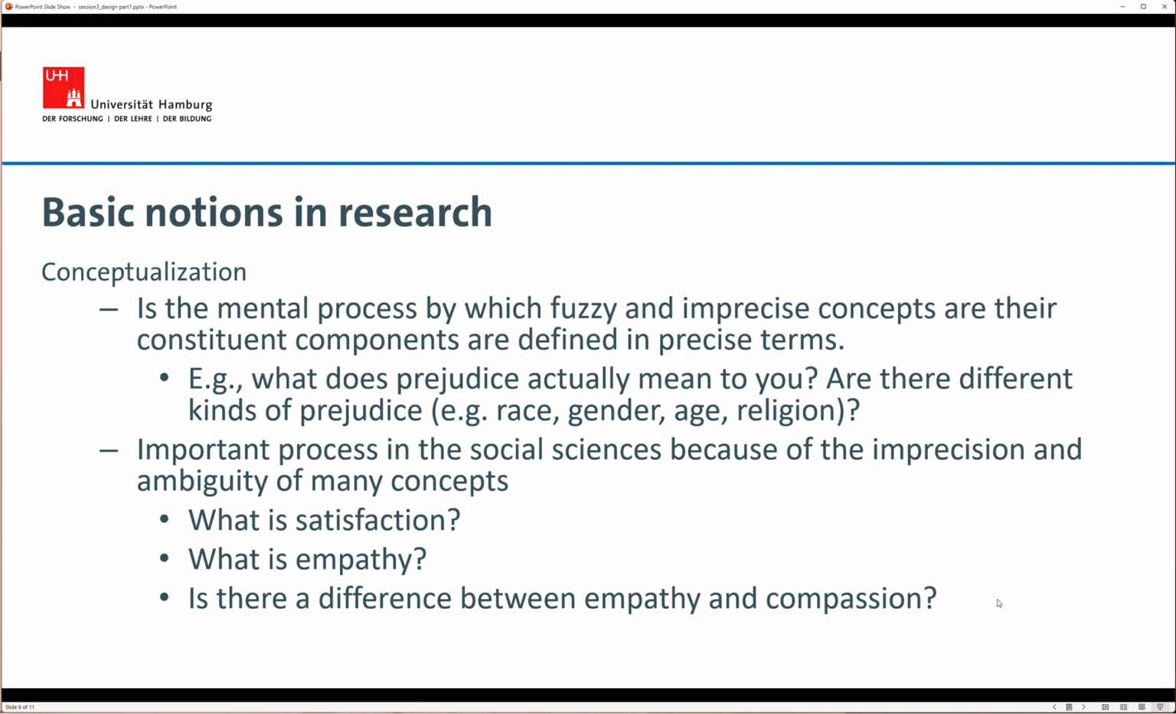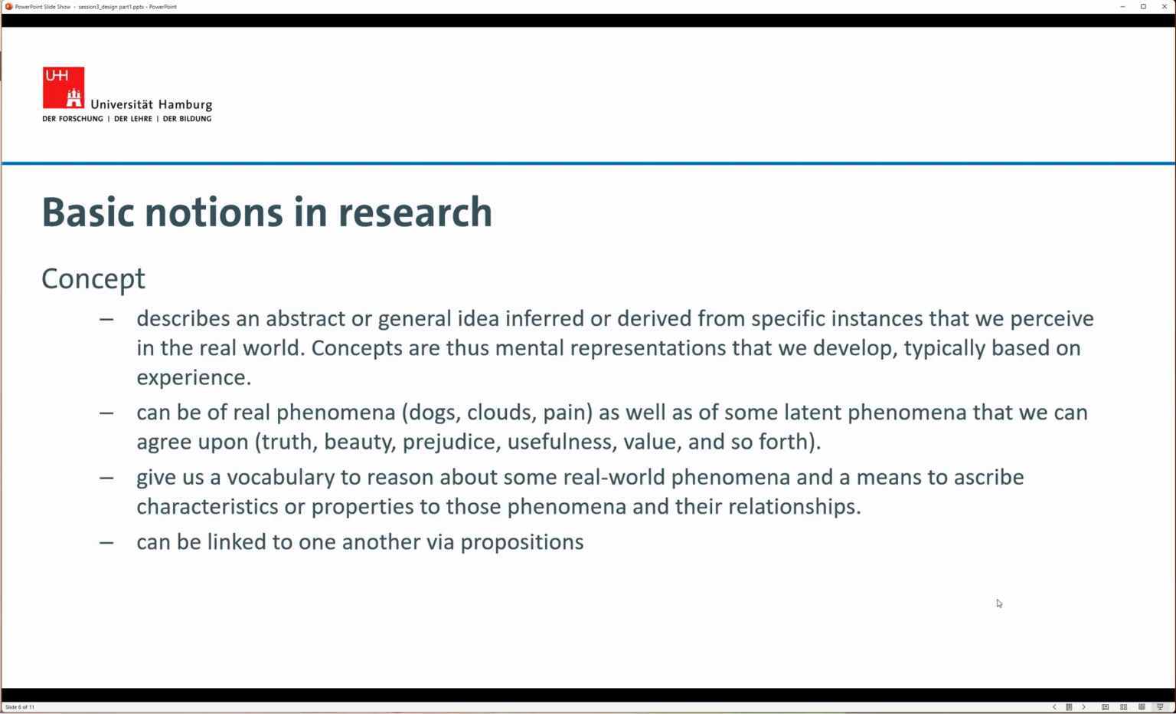So in conceptualization, this is a very important process: we try to get to a level of precision and clarity in our definition. This is important because this way we can be very clear about what it is that we mean and what we're studying, and that allows other people to relate what they think, what they mean, and what they study to our concepts. And this avoids the problem that two people might both study satisfaction, but mean very, very different things.